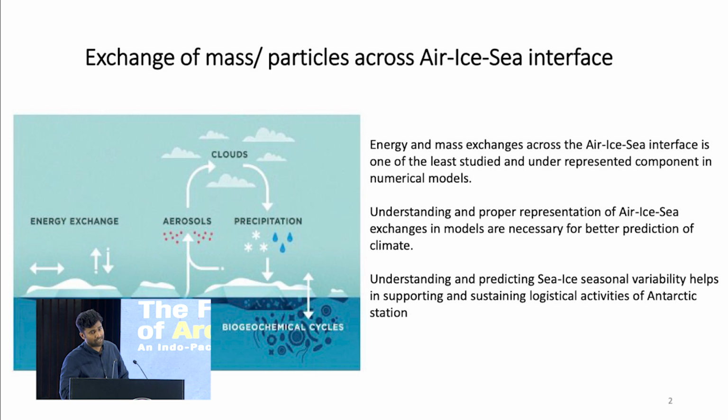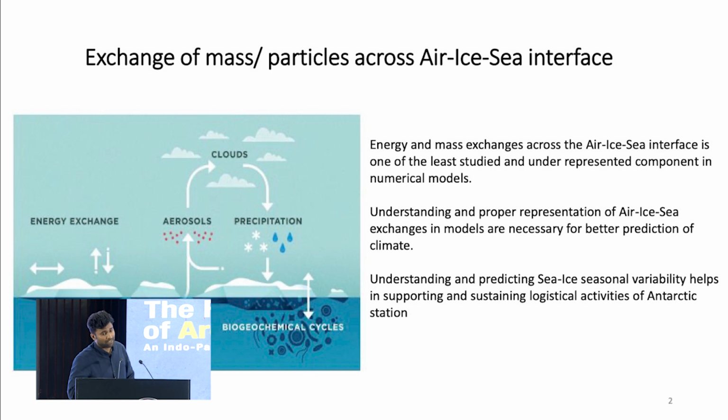There is energy exchange, mainly heat, momentum, and radiation. Light can pass through, light can reflect, and then a lot of biological activities are also happening at the base of sea ice, because the source of nutrient is the sea surface, and the light source is from the top. So a lot of biological activity happens at the base of the sea ice.